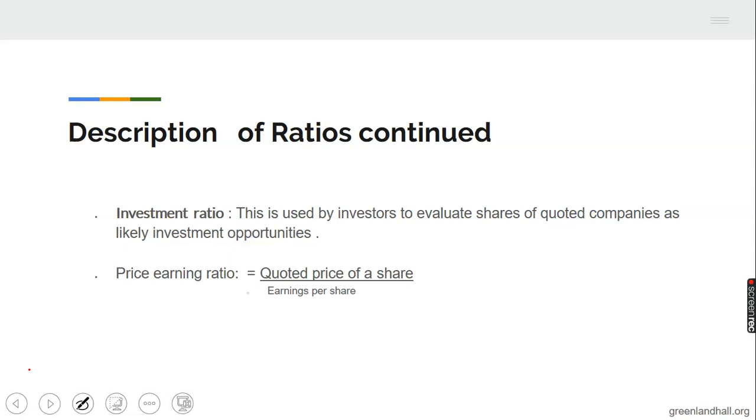We also have investment ratio. This is used by the investors to evaluate shares of quoted companies. That is, we want to find out whether the shares of quoted companies are good investment opportunities, whether they can actually commit funds or money into such shares.